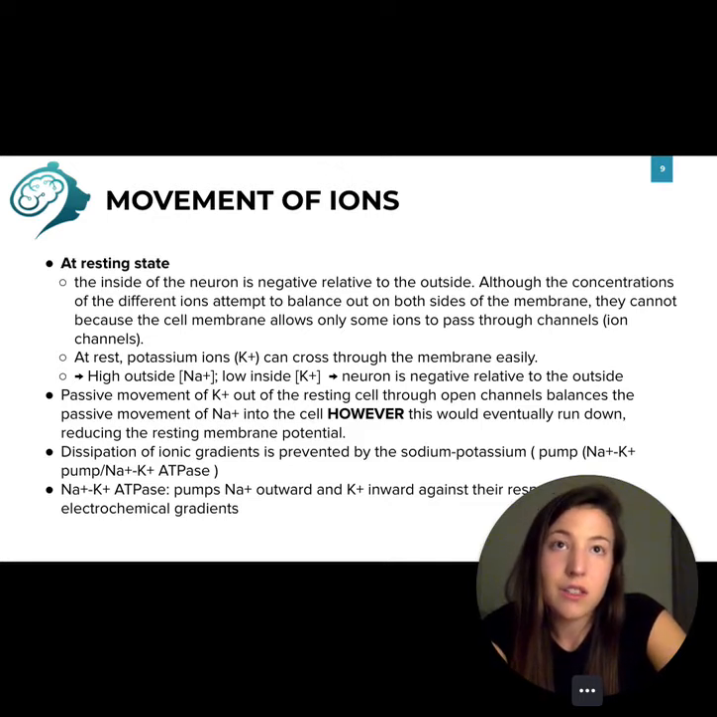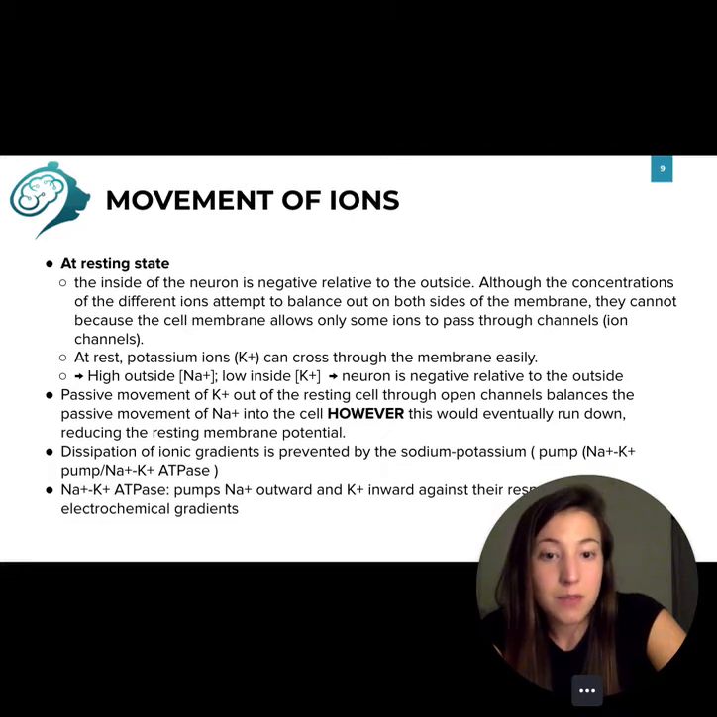to the outside. And this is due to highly negatively charged proteins or chlorine ions, those sorts of negative charges. So although the concentrations of different ions attempt to balance out on both sides of the membrane, they cannot, because the cell membrane only allows for some ions to pass through channels.